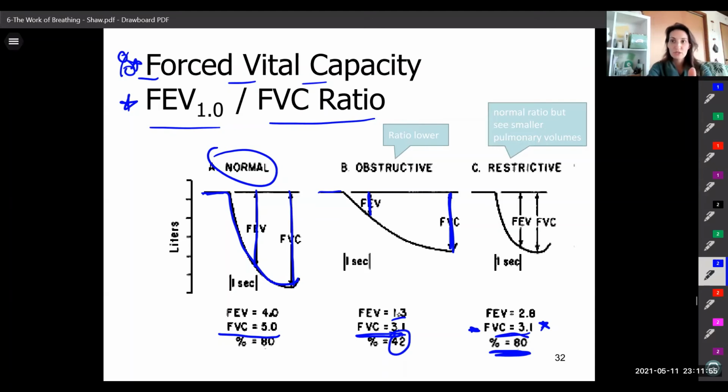We're going to be making these measurements during our spirometry lab on Thursday after class, because I want you to be able to do these quick calculations for the lab exam. And so I'll show you how to do those during lab on Thursday.